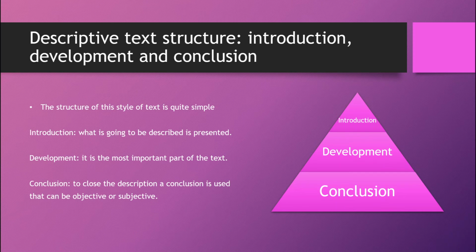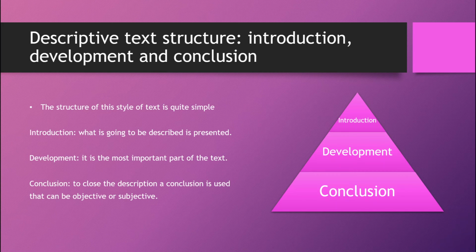What is going to be described is presented. The writer details in a simple way what will be the object or situation that the whole text is going to deal with. Now we have the development. It's the most important part of the text. It's where the object in question is described in detail and in depth. It's the longest part of the text and where the most emphasis is placed. The description should be in a logical order so that the reader can receive the information in an understandable way, right?